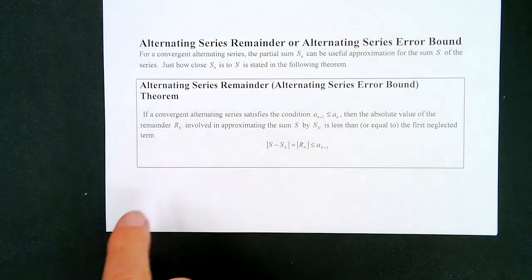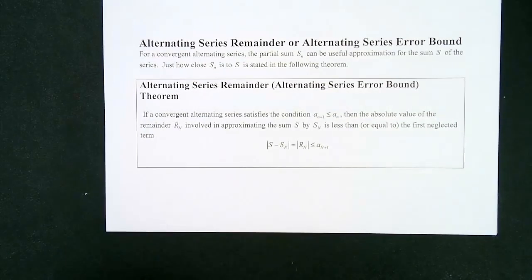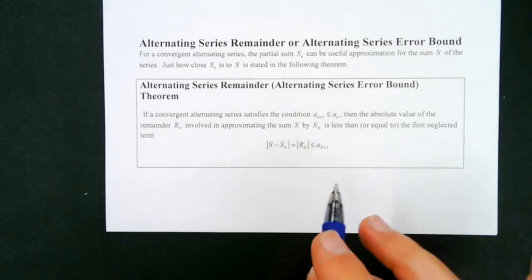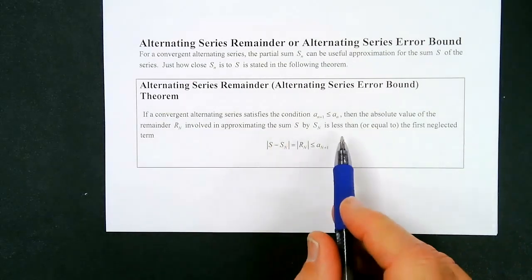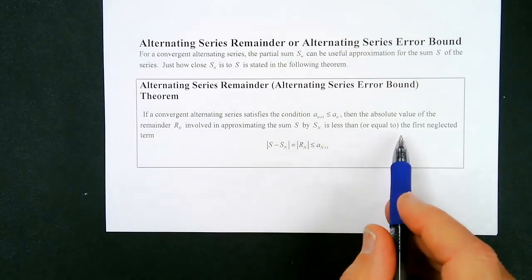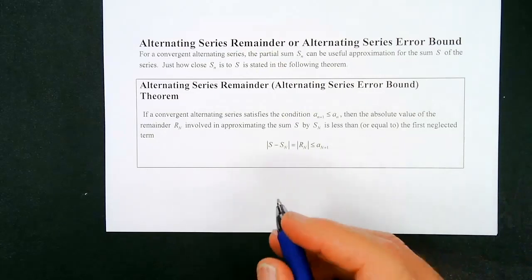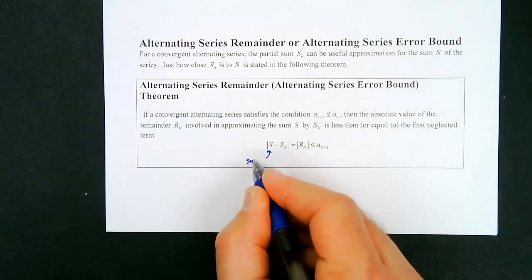Now, what does that mean? That's the difference between the nth partial sum and the actual sum, okay? That's the difference between the two. That's called the remainder, okay? We know that remainder is going to be less than or equal to the first neglected term of the series, okay? So this S is actually the actual sum of the series.